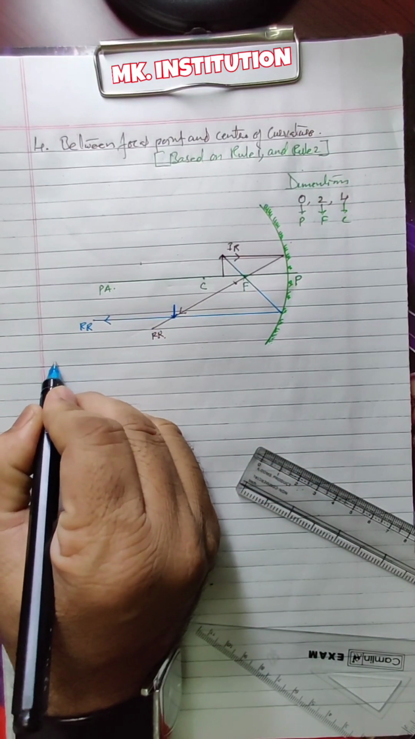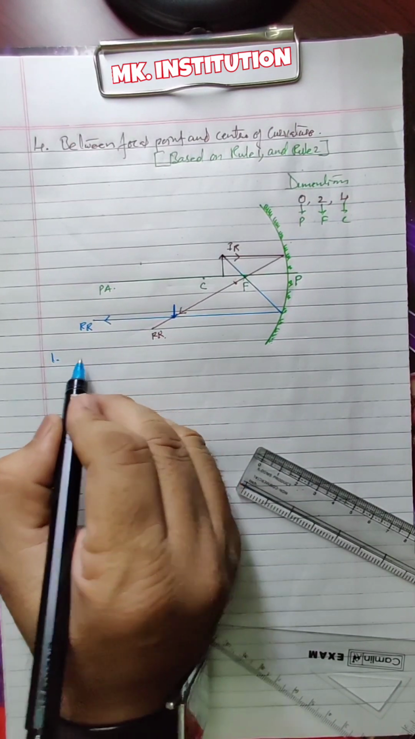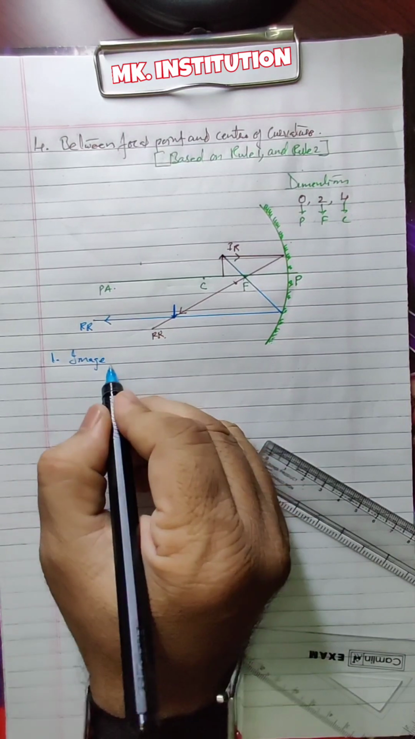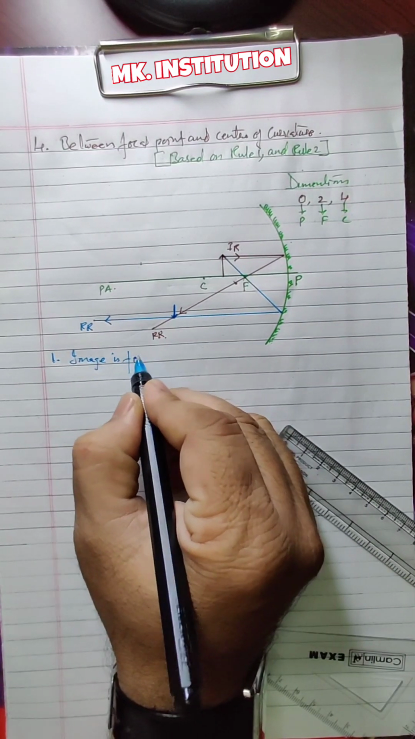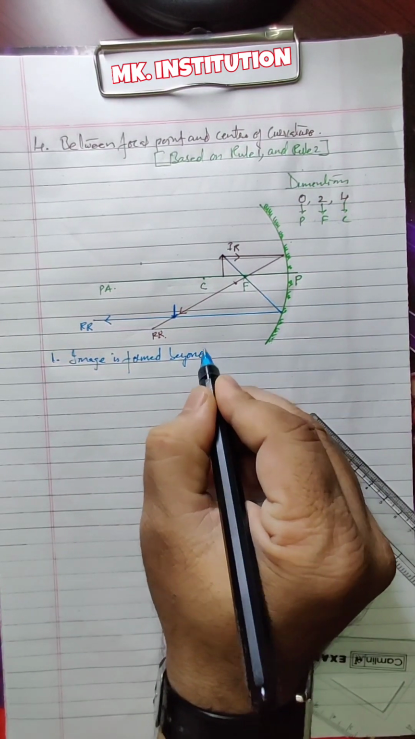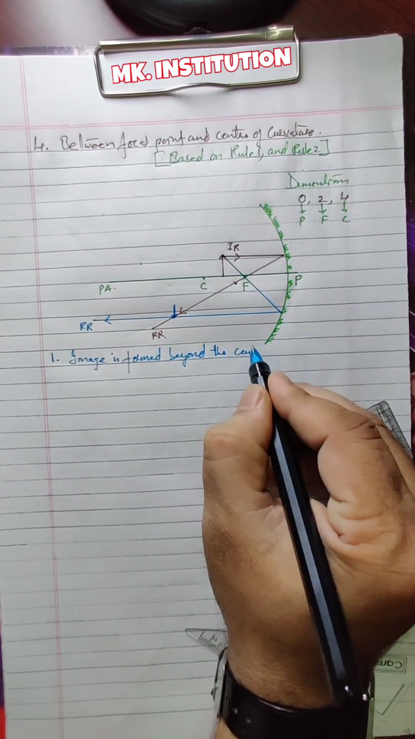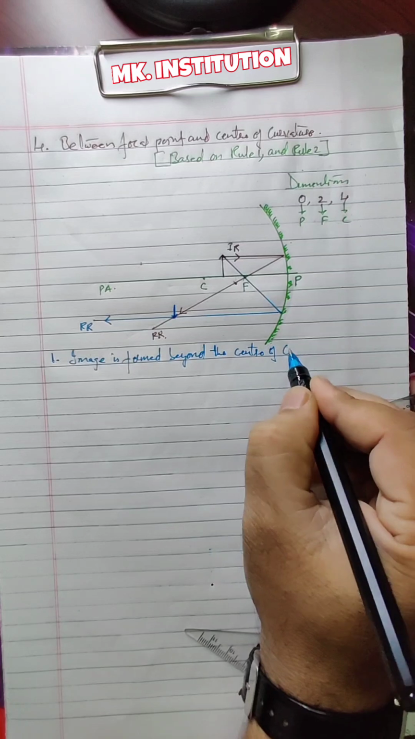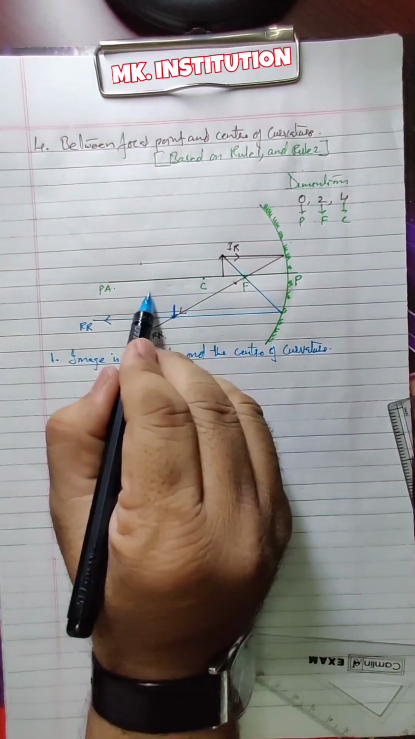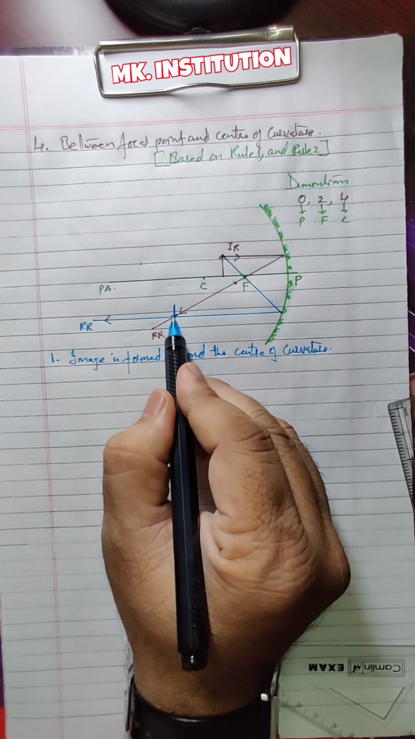So what is the first property here? What are the image properties? The image is formed beyond the center of curvature. See, beyond the center of curvature, here it is formed. Clear?